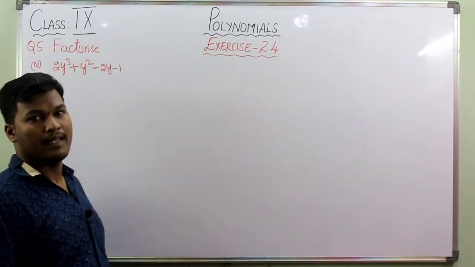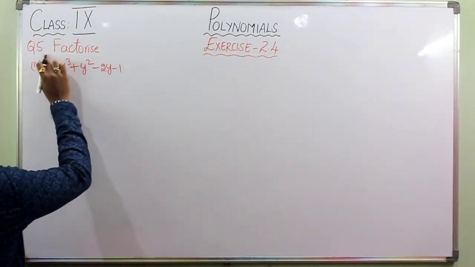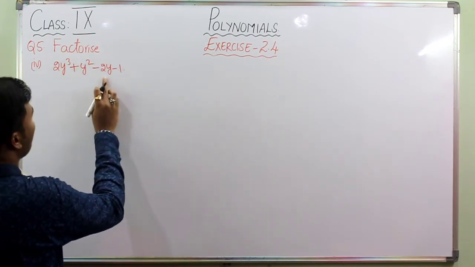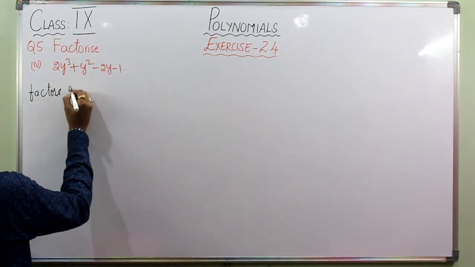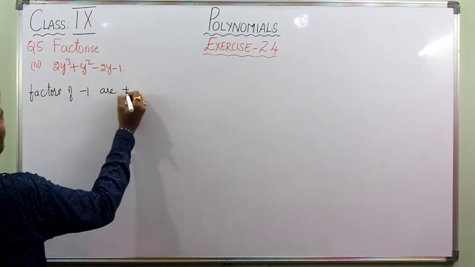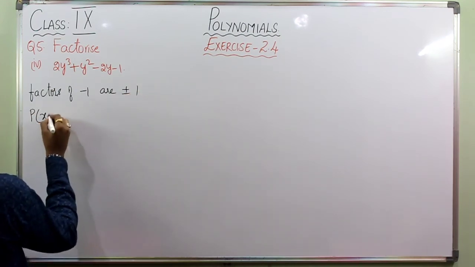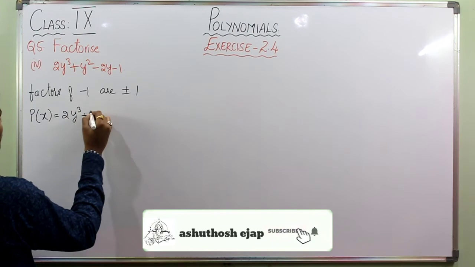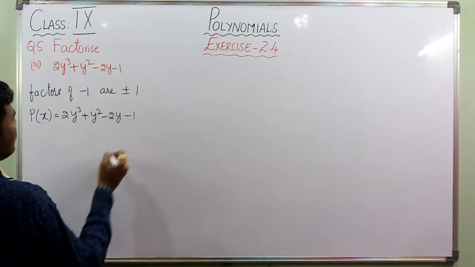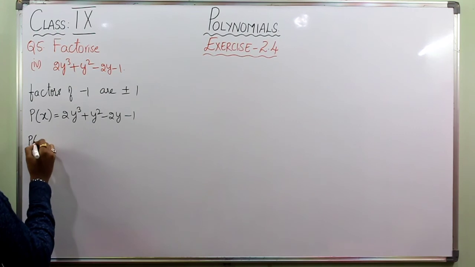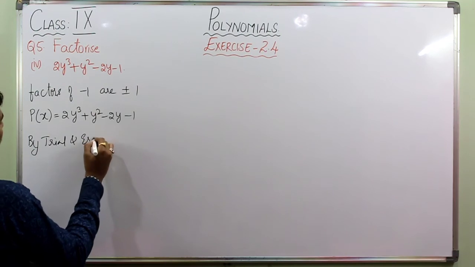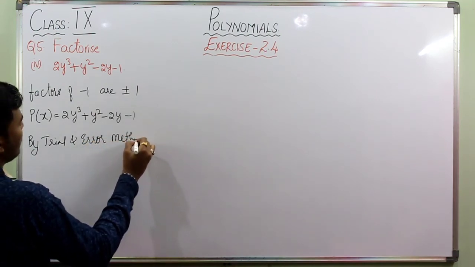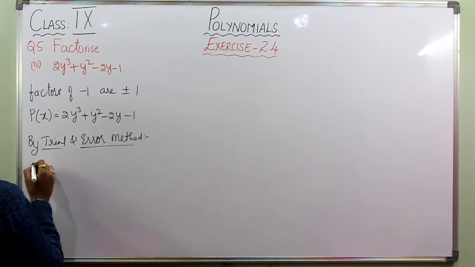The last bit of this exercise, that is, factorize 2y cube plus y square minus 2y minus 1. So first, the factors of minus 1 are plus or minus 1, right? So p of y is equal to 2y cube plus y square minus 2y minus 1. So by trial and error method, we can write p of 1 is 0, let us assume.